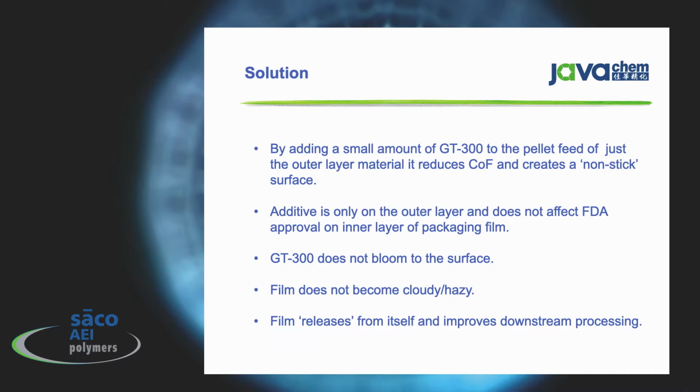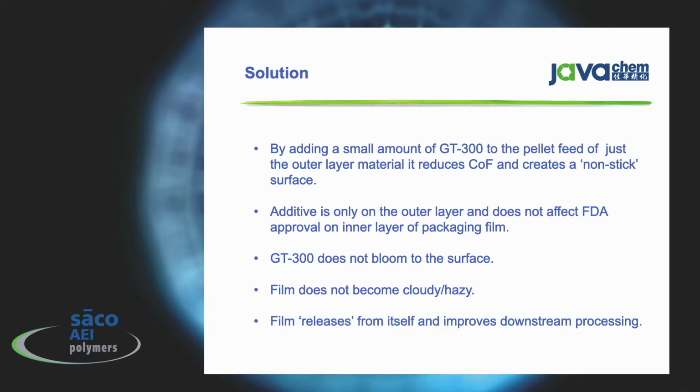And you can do that by adding just a small amount of GT-300 to the pellet feed of just the outer layer material. It creates more of a non-stick surface by reducing coefficient of friction on that layer itself. And since the additive is only on the outer layer, it doesn't affect any approvals for any of the inner layer of the packaging film.